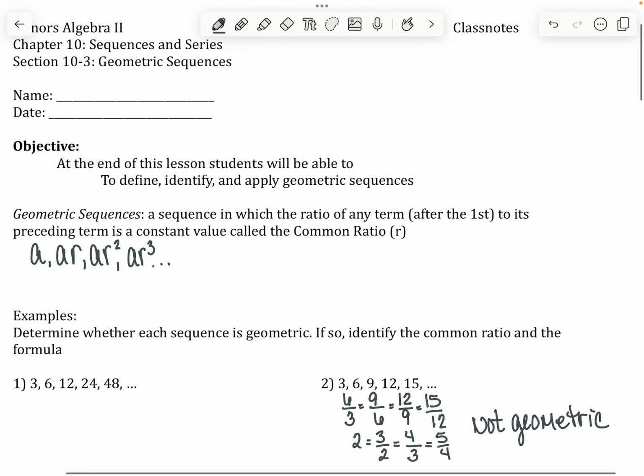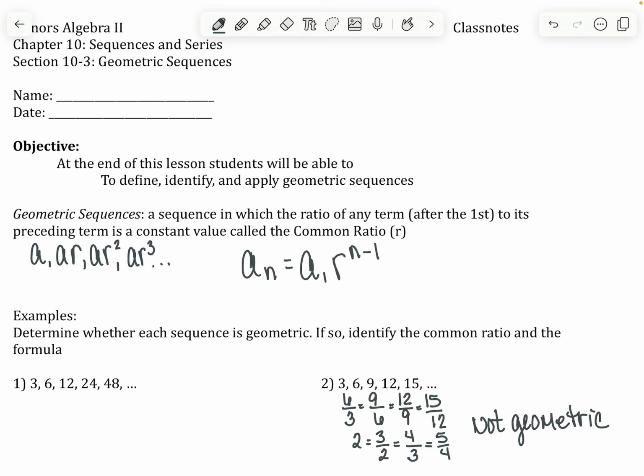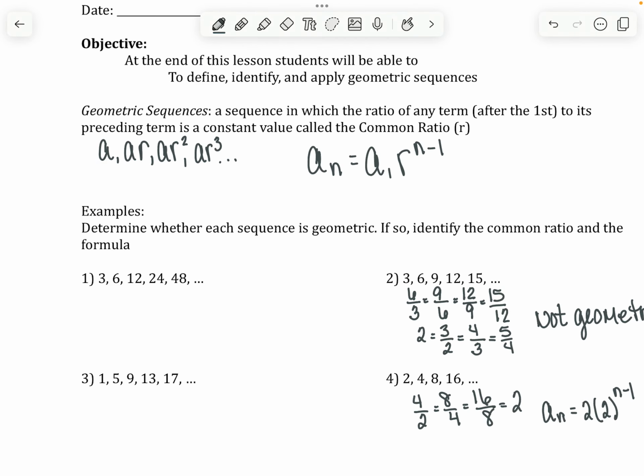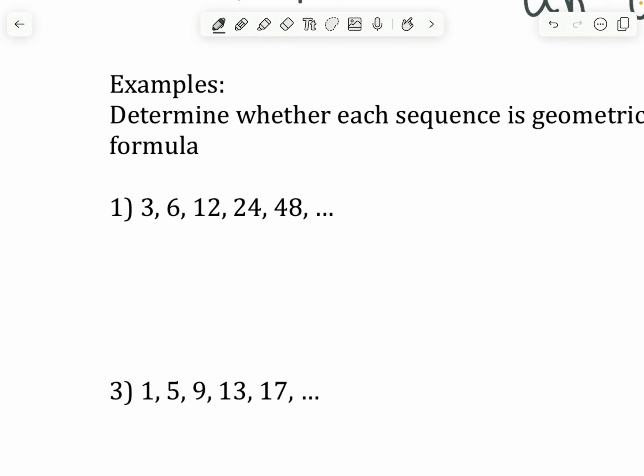So the formula that we're going to be using is a sub n equals our first term times r to the n minus 1. Because if you look, r squared is in the third position, which means that it would be 1 lower than the position. 3 is 1 lower than 4. So that's where the n minus 1 comes from. Okay, so that's what we're going to use. So in each of these, let's find the common ratio and see if we can create that explicit formula.